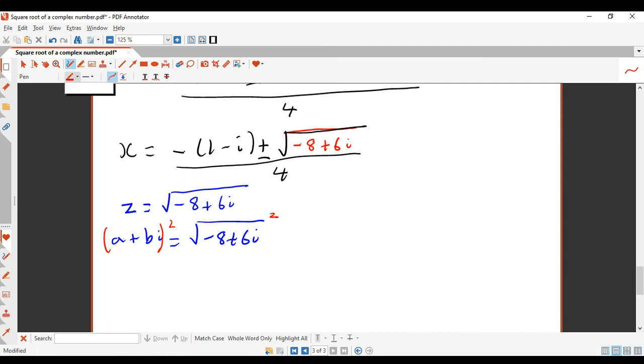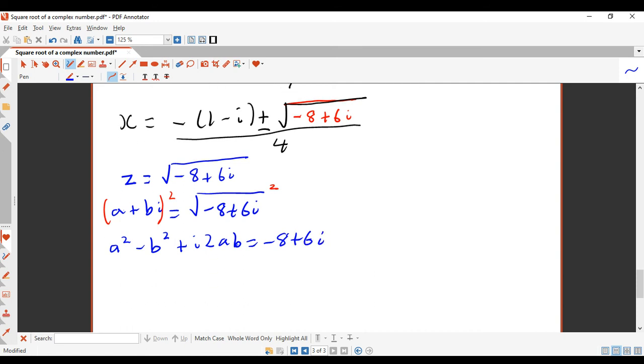And we get a squared minus b squared plus i times 2ab is equal to negative 8 plus 6i. Okay, so let's equate the real and imaginary parts.